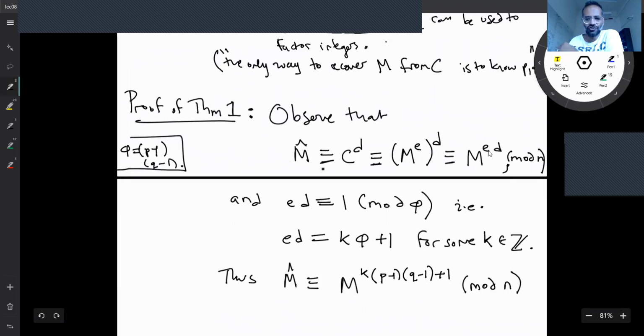And this is good enough because the only way I was going to use it was that this is a congruence modulo n.